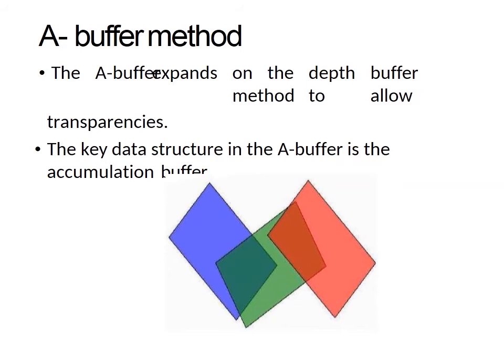The A buffer method. The A buffer method expands on the depth buffer method to allow transparency. The key data structure in the A buffer method is the accumulation buffer. The A buffer method in computer graphics is a general hidden surface detection mechanism suited to medium scale virtual memory computers. This method is also known as anti-aliased, area average or accumulation buffer.